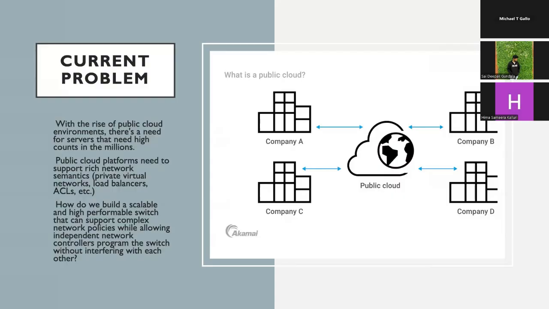All these capabilities must be delivered consistently with scalability and with minimal latency. So there are more VMs now, more rules, and more complex components. So the major question is, how do we solve this? How do we build a scalable and high performance switch that can support all these complex network policies while also allowing independent network controllers to program the switch without interfering with each other? The key issue is scaling this efficiently and securely.